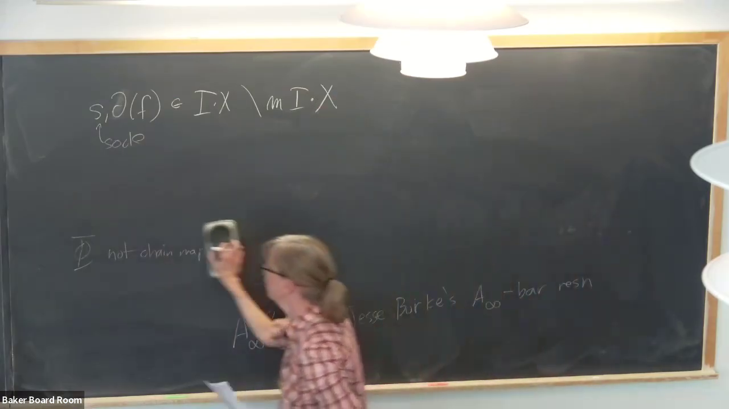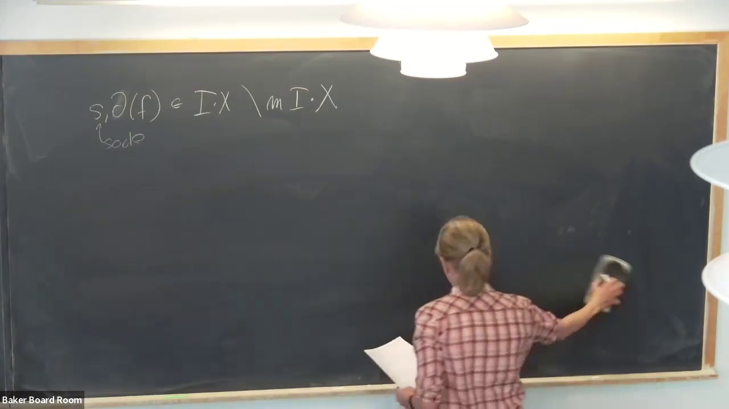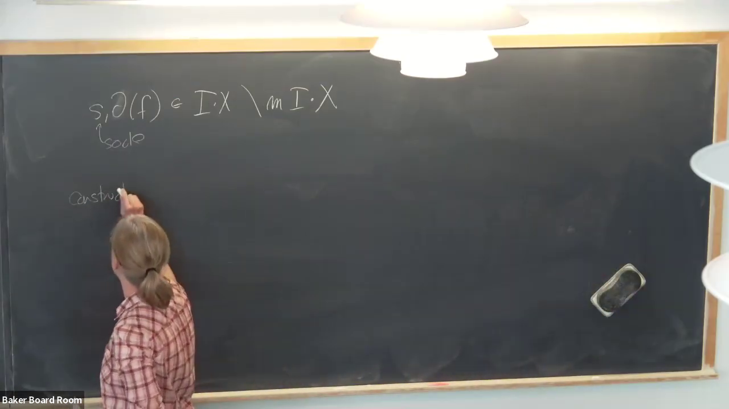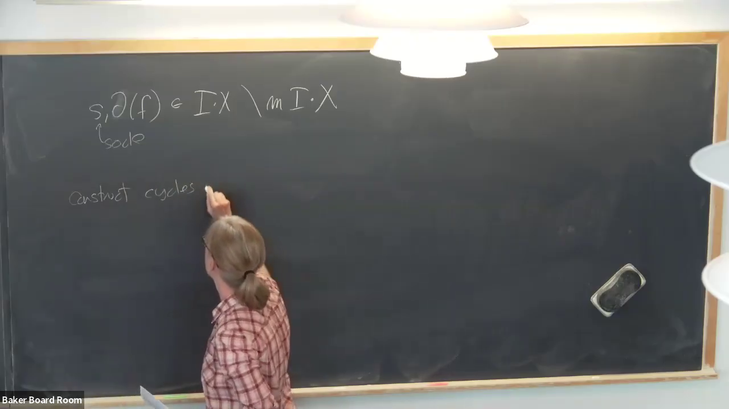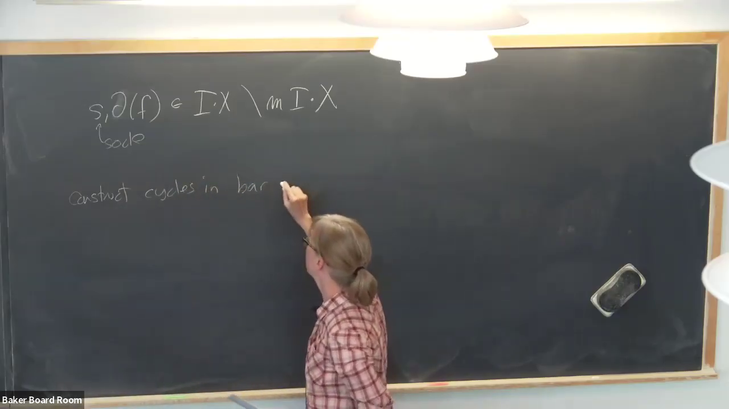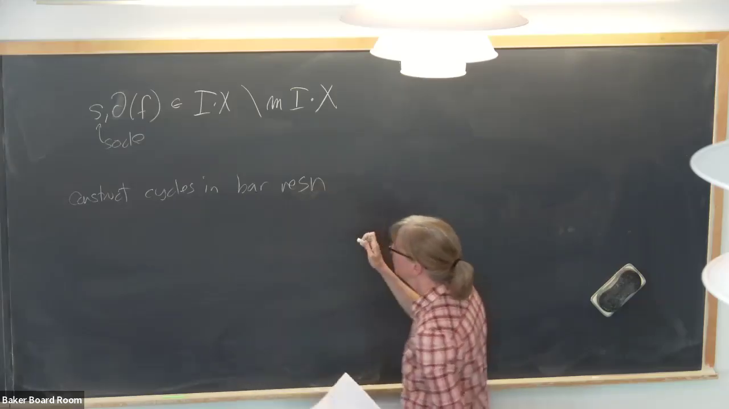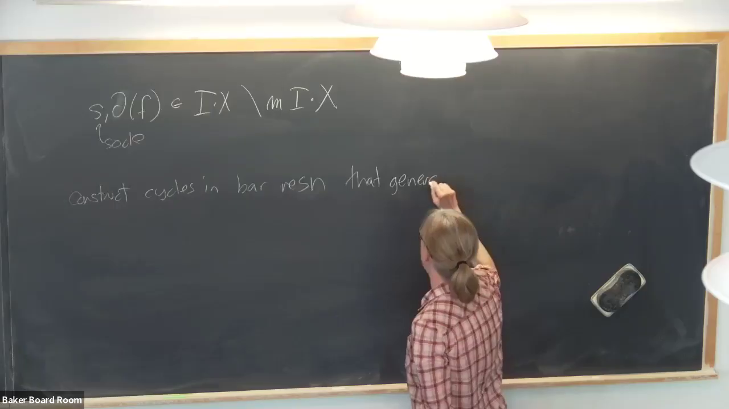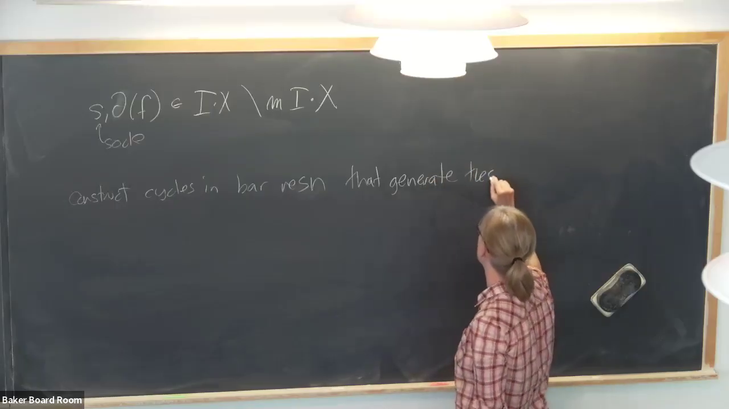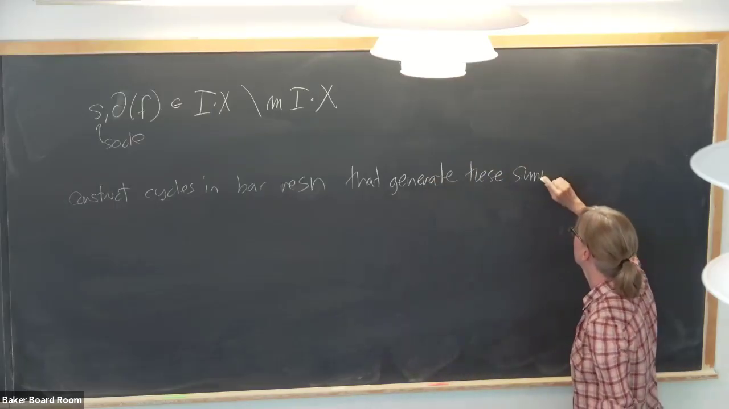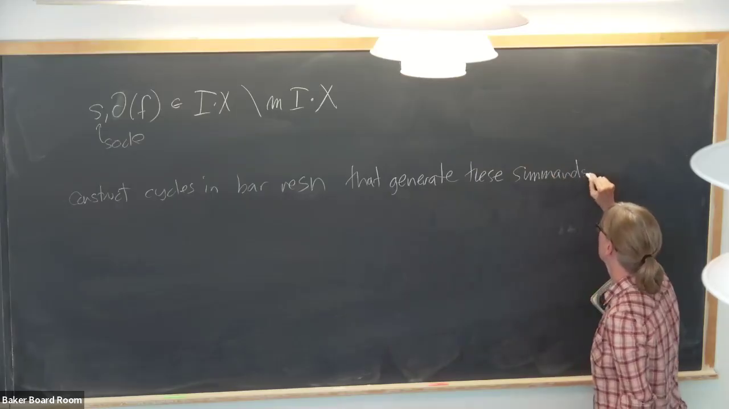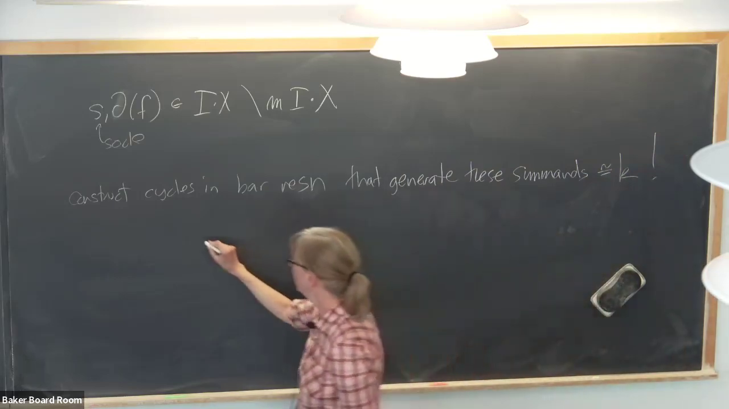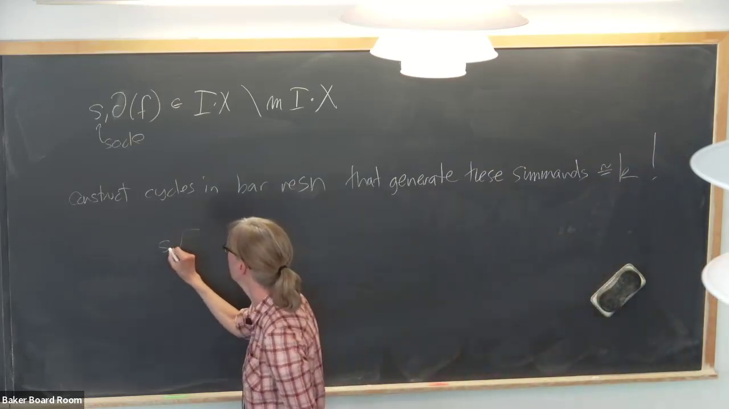And so that property enables us to construct lots of cycles in the bar resolution that generate these copies of K, these summands isomorphic to K. And they look pretty simple. They just look like the socle element.